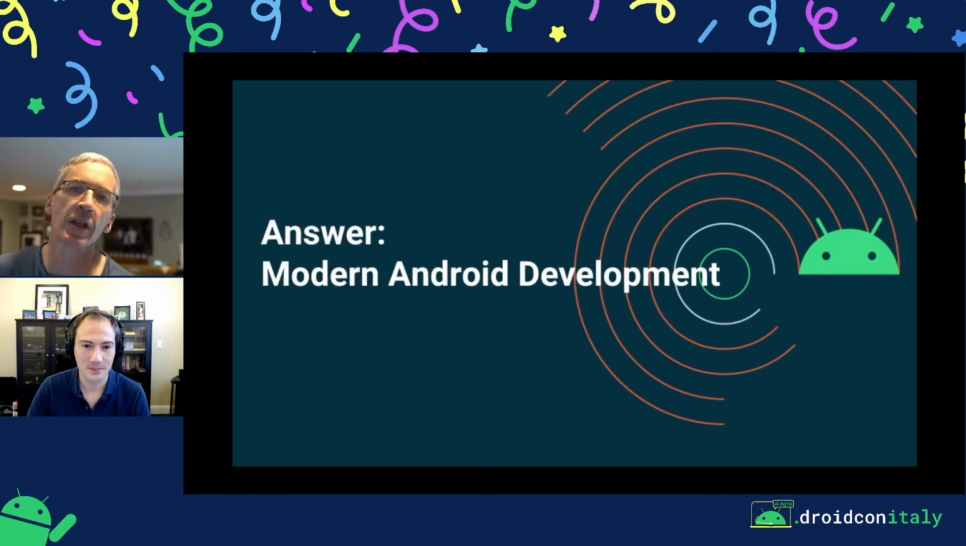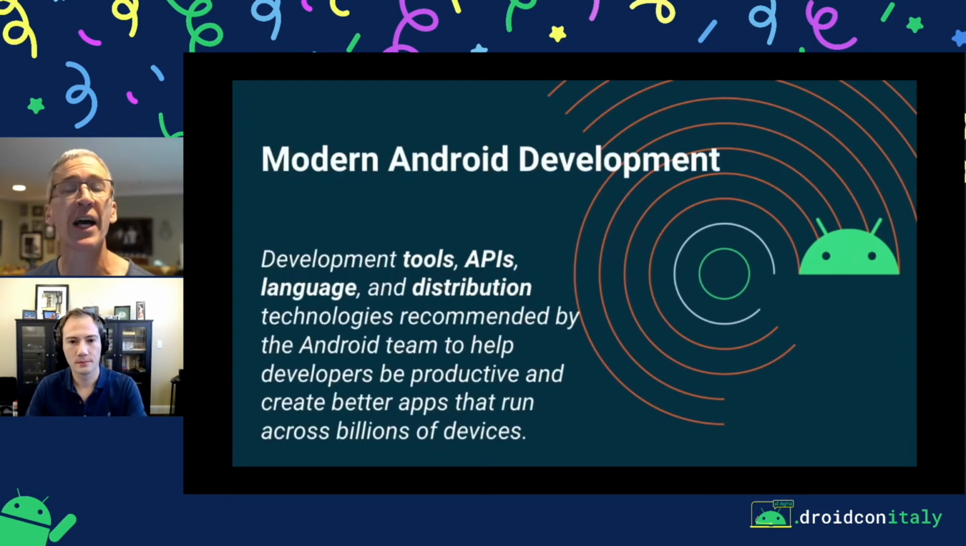So the answer to these problems, increasingly over the last few years, we've come out with these technologies that we are now labeling modern Android development, which we define as the set of development tools, APIs, language, and distribution technologies recommended by the Android team, including us, to help developers be productive and to create better apps that run across billions of devices. And there's a couple of important parts there. One is that there are these 4 areas that we just talked about for classic Android that we're going to cover now in modern Android development.